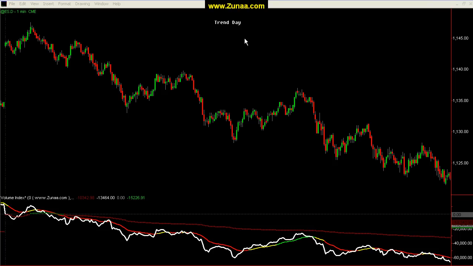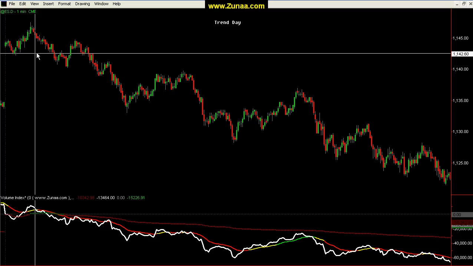Okay, topic of this video, trend days. Using volume index and price action to be able to recognize trend days as they are occurring. You don't need to be a magician and predict the future. Well, magician is not the right word, but you don't have to have the ability to predict what's going to happen. And you don't need to have the holy grail type of indicators either.